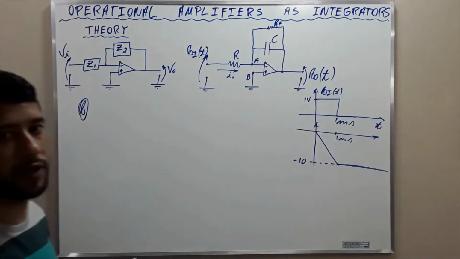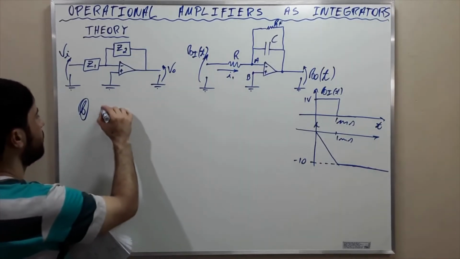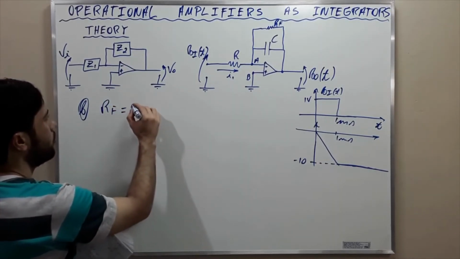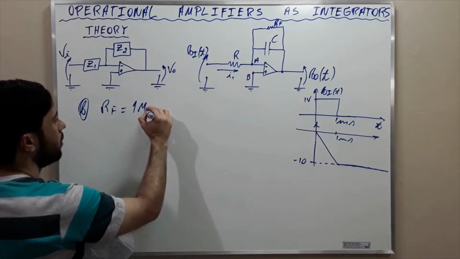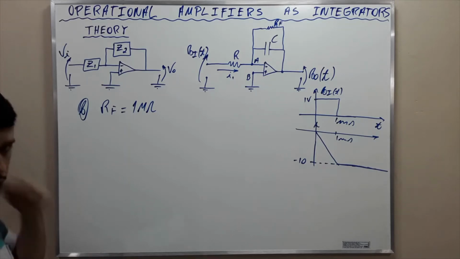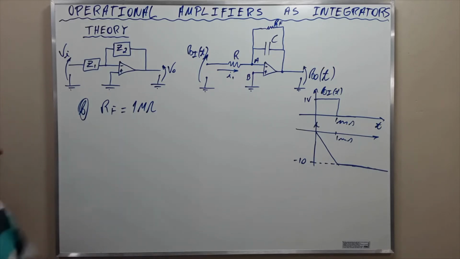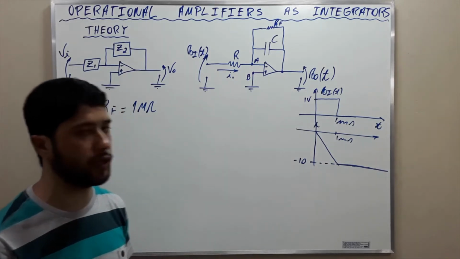In parallel with the capacitor. And this resistor, RF, is 1 mega ohms. And the op amp is specified to saturate. It is going to saturate at plus minus 13 volts. Okay. You are going to see that the output voltage is going to return to 0.